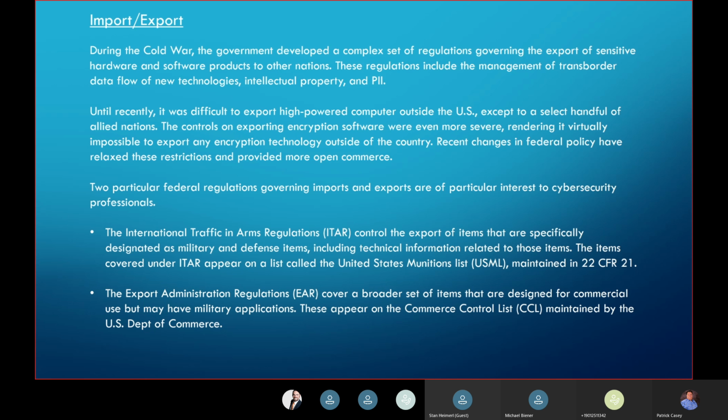Number two, the Export Administration Regulations, EAR, cover a broader set of items that are designed for commercial use but may have military applications. These appear on the Commerce Control List, CCL, maintained by the U.S. Department of Commerce.